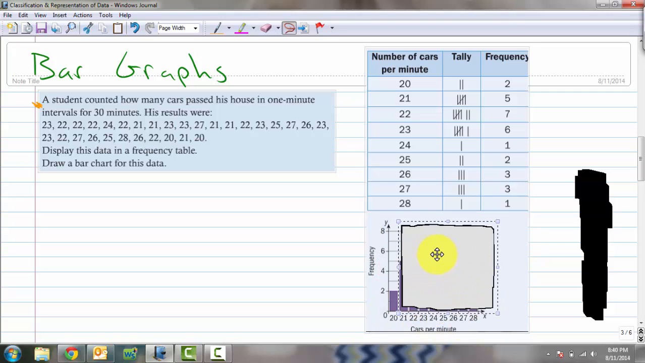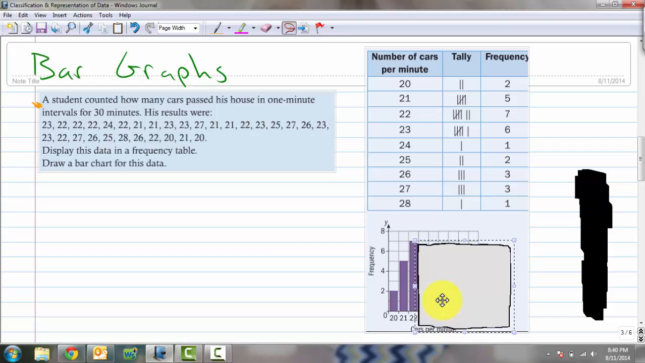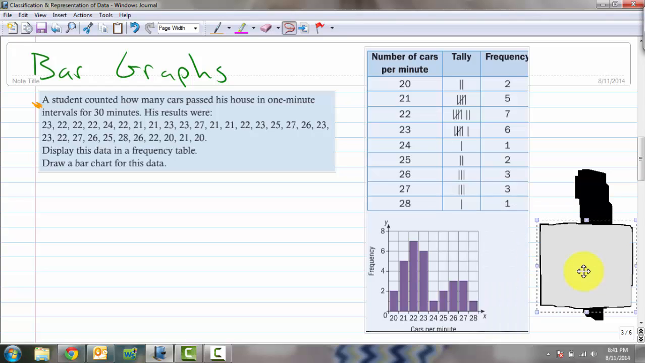So the first bar above the 20 is going to go up to 2 because there are 2 things there. The second bar above the 21 goes up to 5 because there are 5 things, and then 7. And pause the video right now and try to complete this graph on your paper. Hopefully your bar graph looks like this.